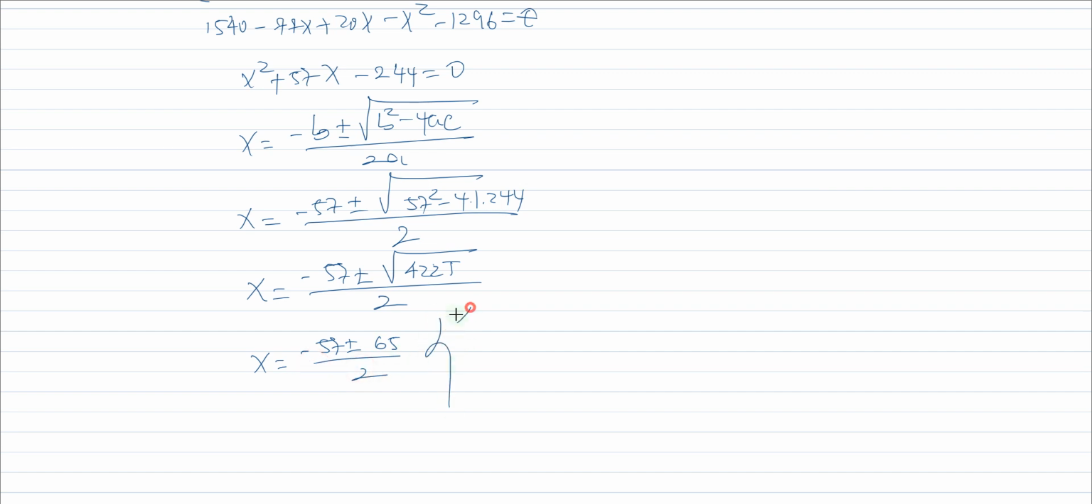So now we have our x1 is going to be equal to minus 57 plus 65, okay, and then over 2, right? And then our x2 is going to be minus 57 and then minus 65, and then divided by 2. From here we're going to have that our x1 is going to be what? This is 8 divided by 2, and here we're going to have minus 122 divided by 2.